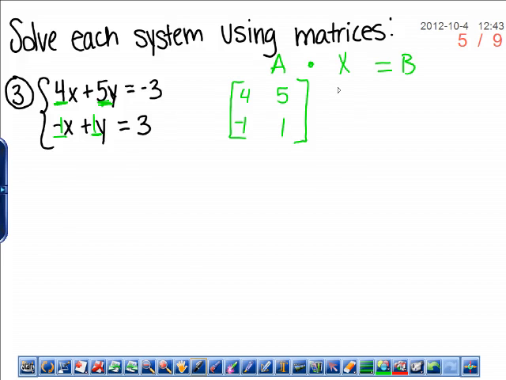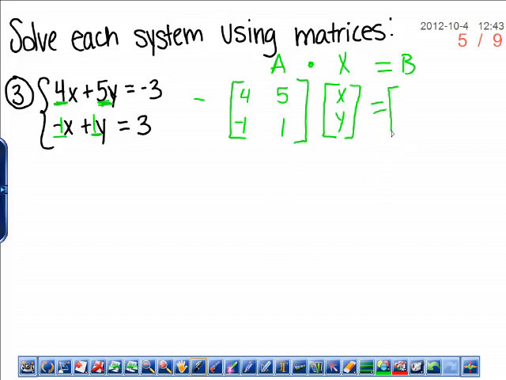Yes. Matrix X is my variable matrix. What are my variables? x and y. You've got to go from left to right. If you have x, y, and z, you put that in there too? Yep, and it would still go top to bottom.